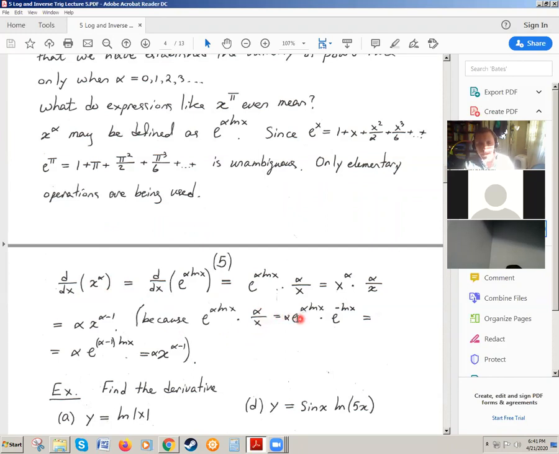So again, what I have here is that when I take the derivative, it's e to the alpha ln x multiplied by alpha over x, where 1 over x can be written as e to the minus ln x, and then I can prove to you that it's possible to add exponents, any exponents, when e is the base. So that becomes alpha e to the alpha minus 1 ln x, which when I convert it to my symbols is just alpha times x to the alpha minus 1.